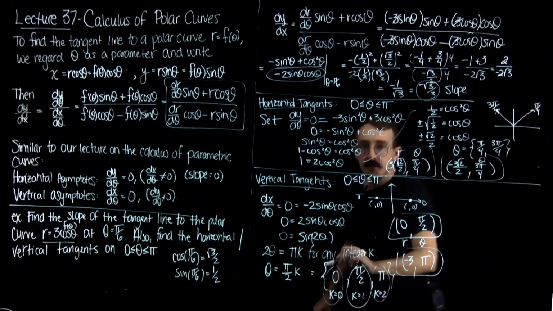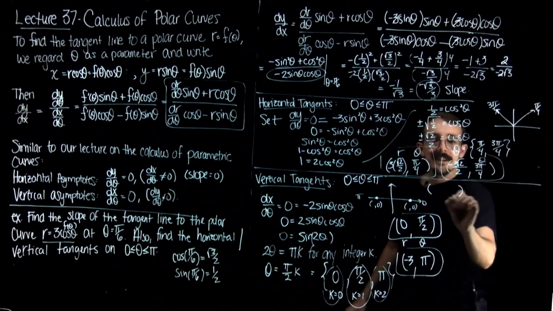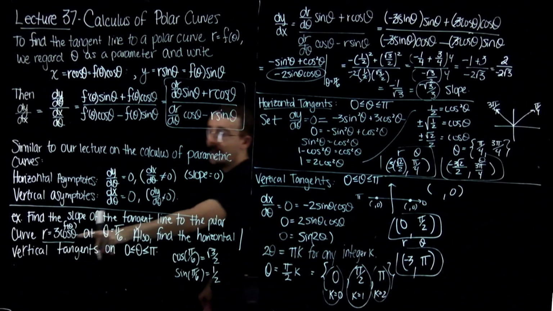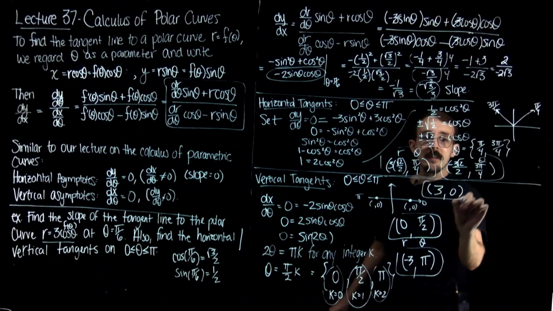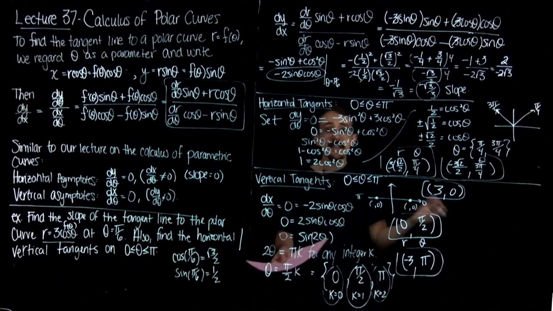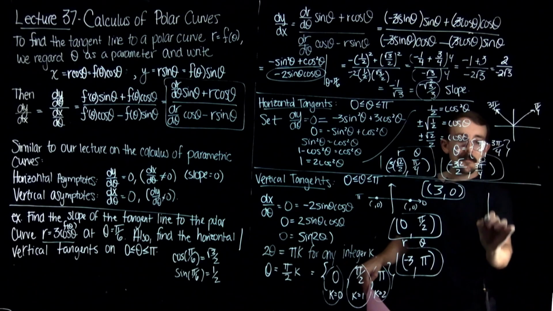There's another one right here. I guess for completeness, I'm just going to go ahead and do all of them. So if you plug in 0 for theta into this equation, you get 3 cosine of 0 is 3. So these are the spots where you have the vertical tangent lines. So now, does this make sense? Let's just quickly check this.